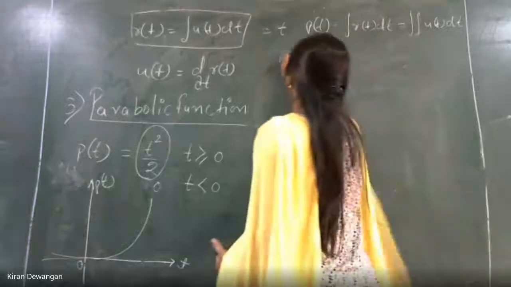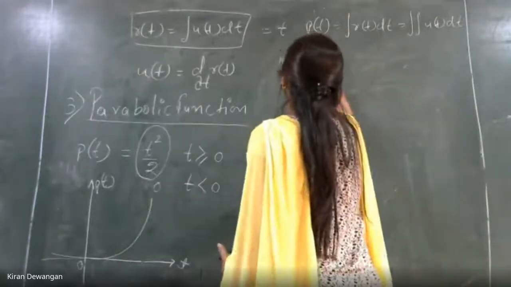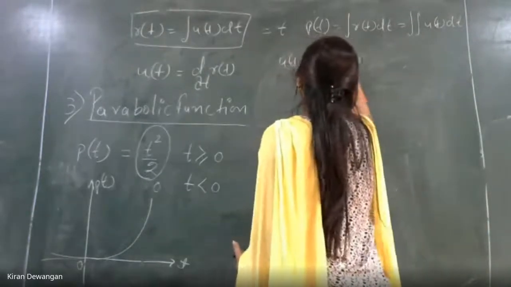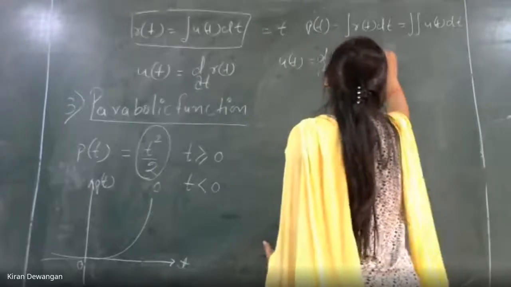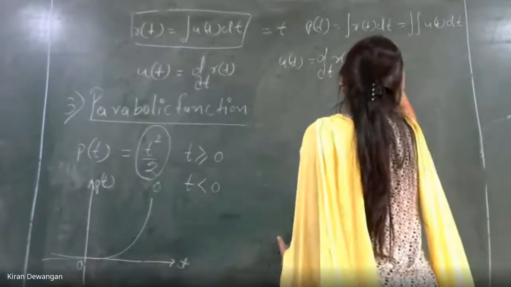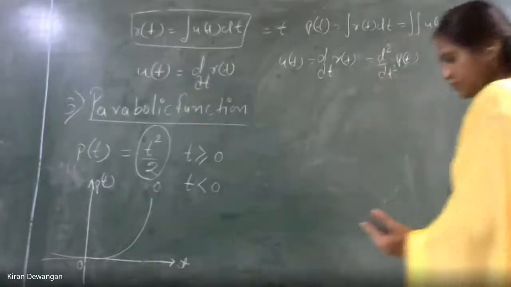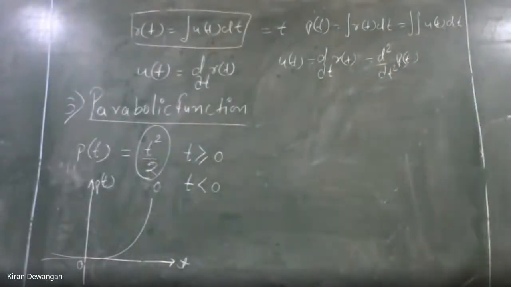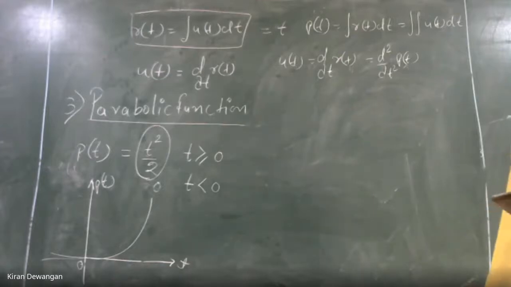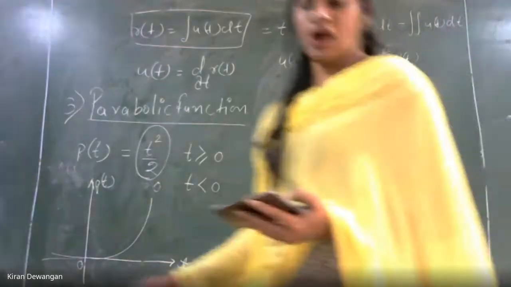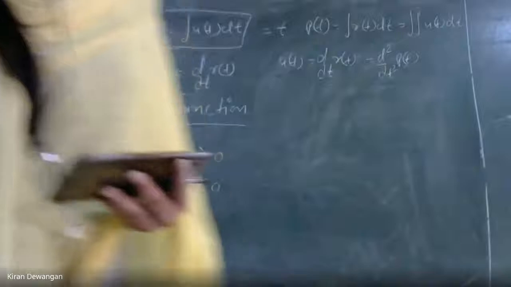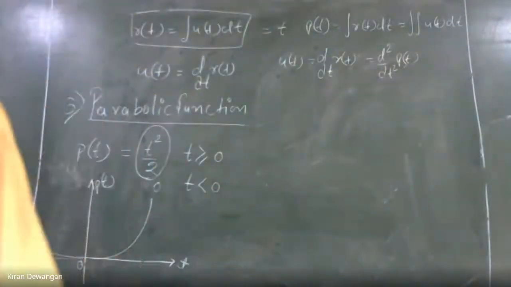Or else we can write it as u(t) is d by dt of R(t), or d square by dt square of P(t). Done? This is okay, right? So that is how we'll be having our parabolic function.